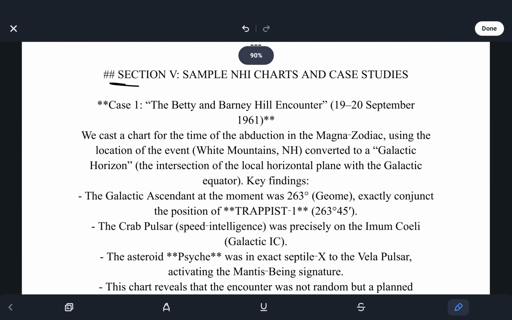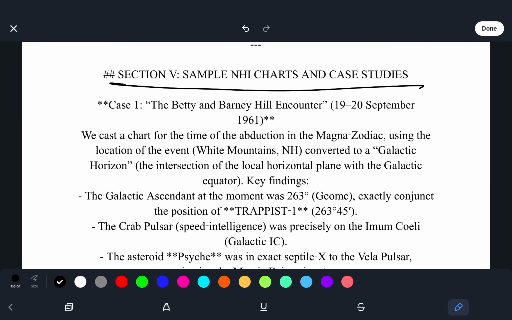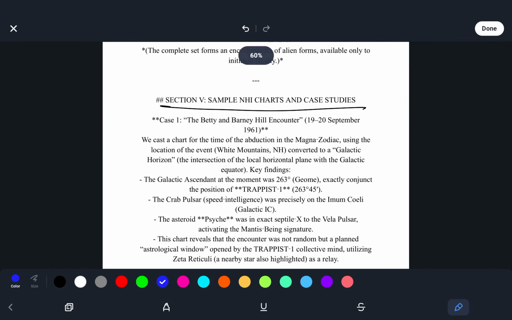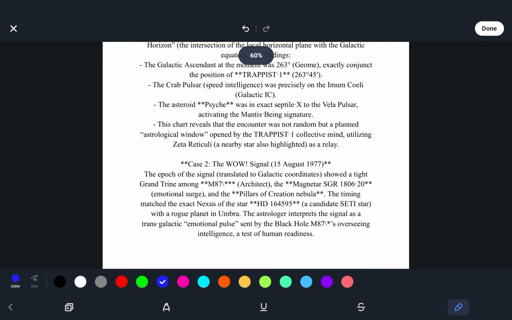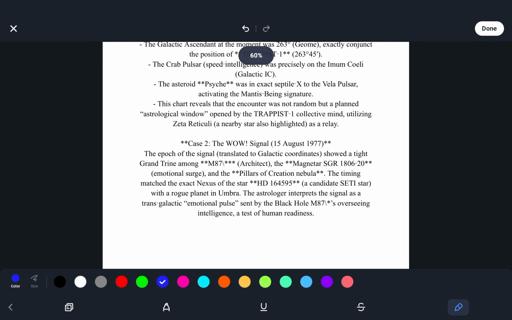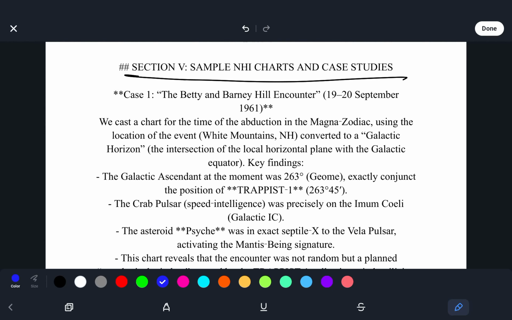Now we're going to go through some sample NHI charts, so case studies of quote-unquote NHIs. But these are conceptual, so if you want to take these and run with them, you can. I mean, are they based off real things? Loosely based. I'll say loosely based. I don't want to get in trouble.